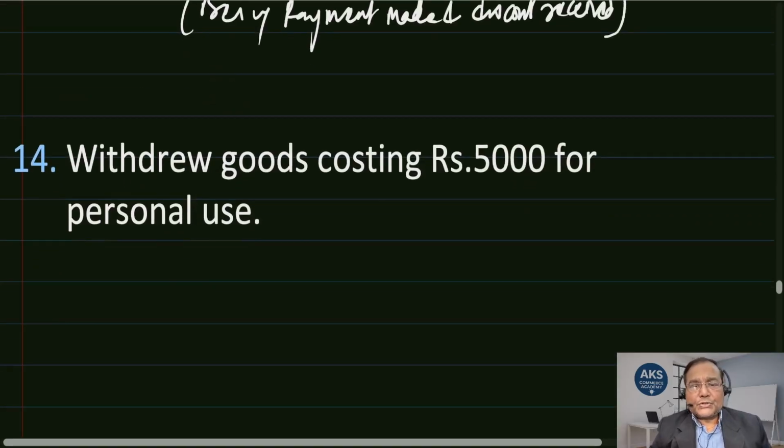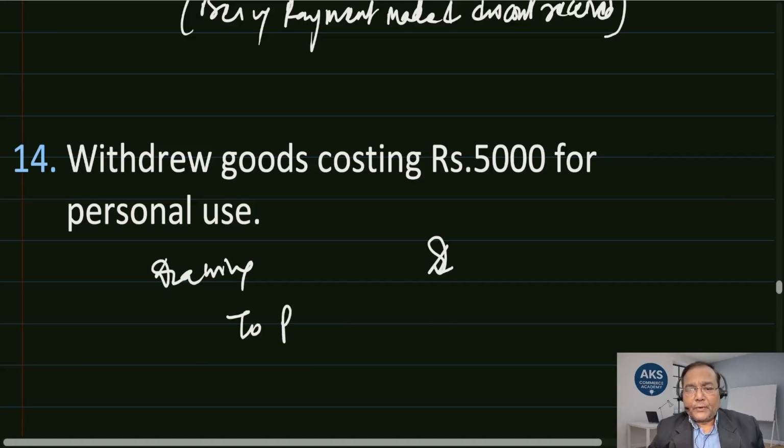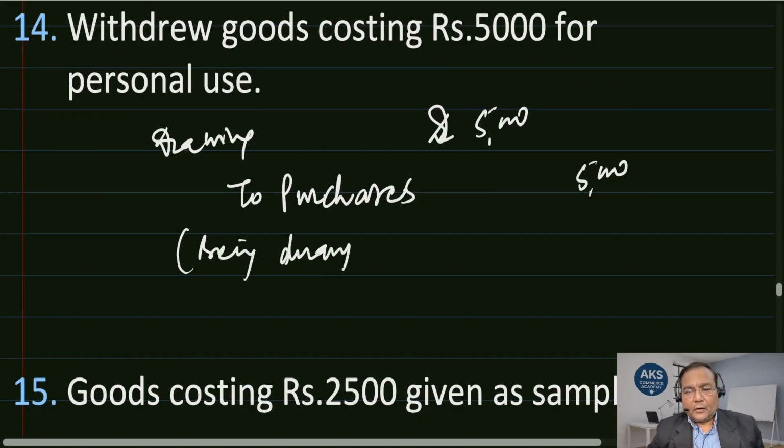All right. Then withdrew goods costing 5,000 for personal use. So how much of goods have we withdrawn for personal use? It is drawing, a term we discussed. Debit drawing, to purchases, because when we purchase goods we enter them in purchases. Since goods are going out, we will credit purchases, which is 5,000. Now, being drawing of goods done.